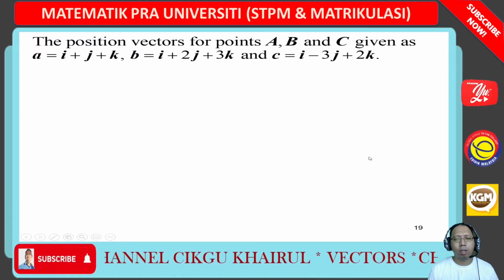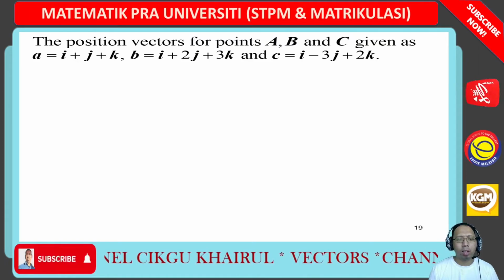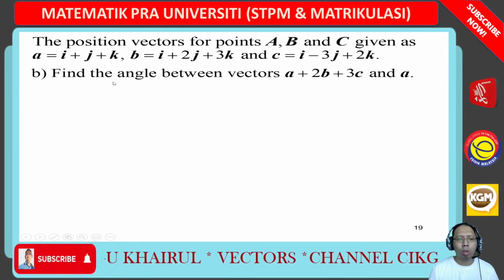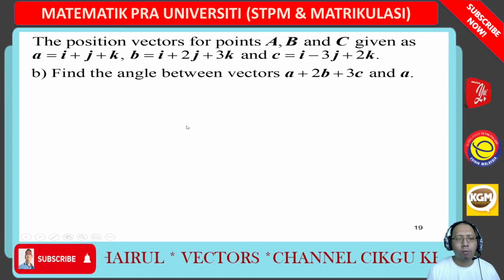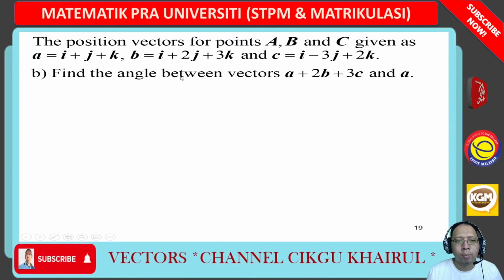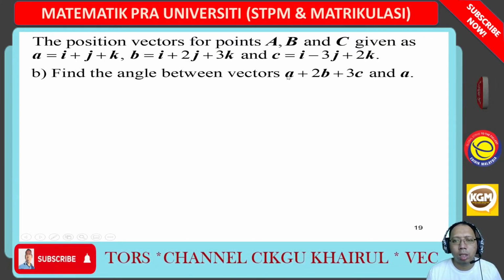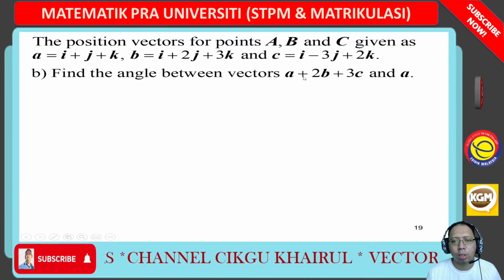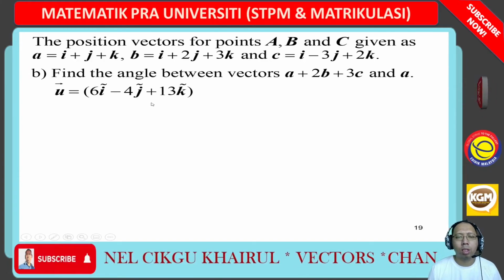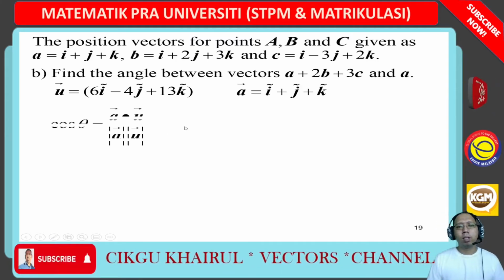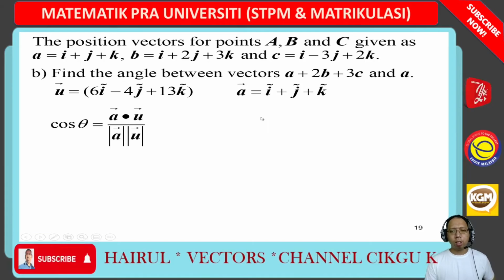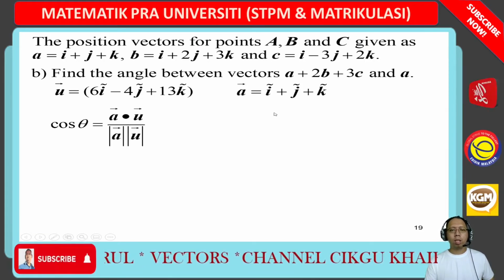The position vectors for points A, B, and C are given. Okay, I will rewrite the question here to answer the second part. Find the angle between vectors A plus 2B plus 3C and A. We name the first one U in the question. So this is the vector 6i plus 4j plus 13k, and vector A is i plus j plus k. We want to find the angle between vector A plus 2B plus 3C and A.